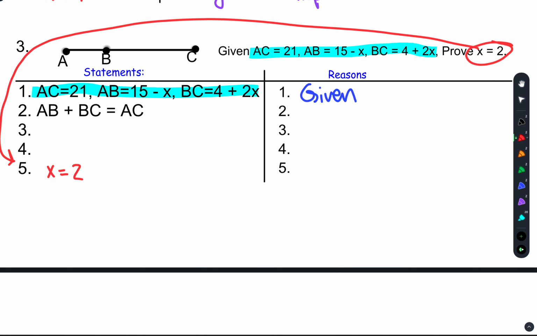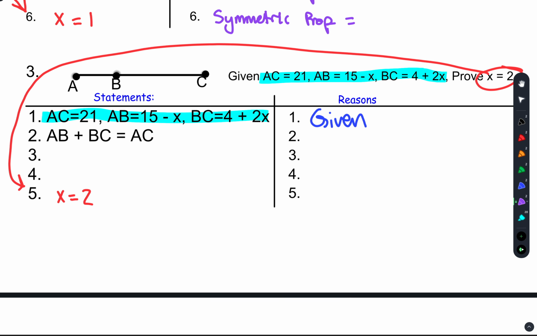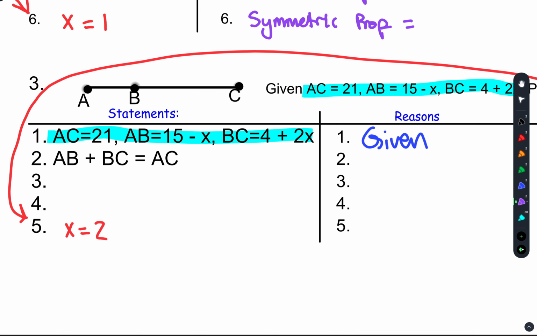When we have geometry proofs, the first thing that I do is mark up my diagram. And if I don't have a diagram, I'm going to draw a diagram. So I do have one here, so I'm going to mark it. I'm going to use my givens, which say that AB is 15 minus x. BC is 4 plus 2x. And then AC, this entire length, is 21. All that I got from my givens.